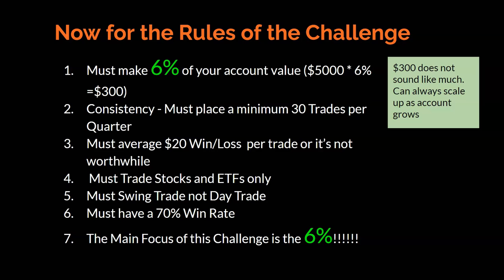Taking a small account of $5,000 and multiplying it by 6%, you get $300 per quarter. The goal is to be consistent each month and each quarter. We're not looking for a daily percentage or a daily dollar rate. It's consistency, and to make that consistent 6% per quarter and 24% annually.